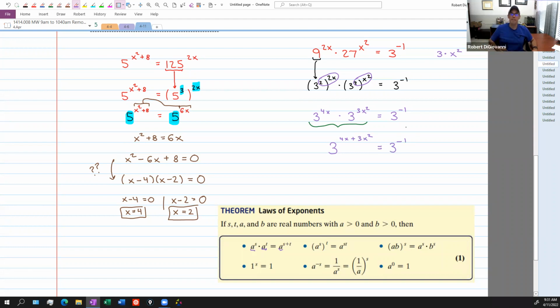Got it? Now we have what we had before. We have 3 and 3, right? So all we have to do is set these 2 powers equal to one another, and then we have to still solve that equation, but now we've gotten to that point. Good. Anybody have any questions?